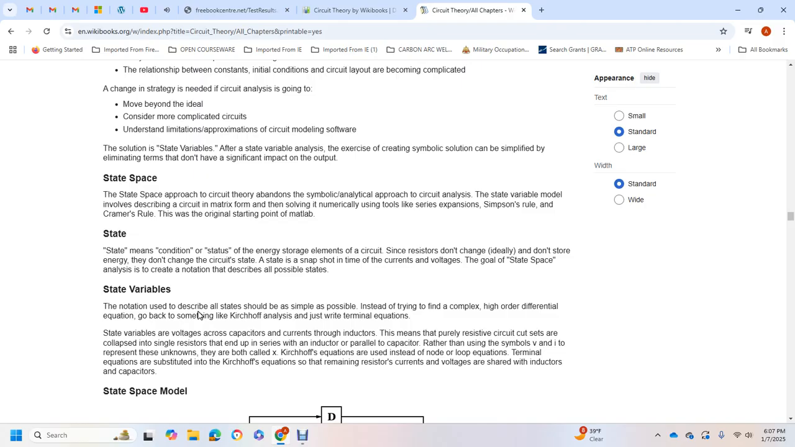The state variable notation used to describe all the states should be as simple as possible. Instead of trying to find a complex high-order differential equation, go back to the Kirchhoff analysis. Just write the terminal equations. The state variables are the voltage across the capacitor and the current through the inductor.